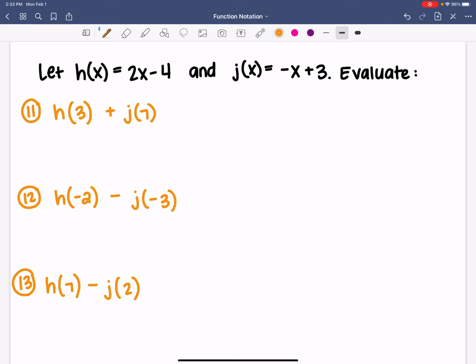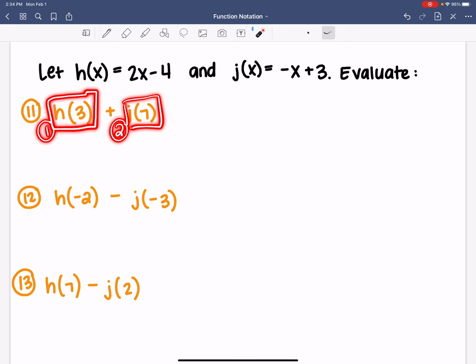Now we have h of x and j of x, and we're finding different combinations of those functions. So in example 11, you see h of 3 plus j of 7. Notice this requires us to do two function notation evaluations. First, we are going to evaluate h of 3. Then step 2, we're going to evaluate j of 7. And finally, step 3, we're going to add them together.